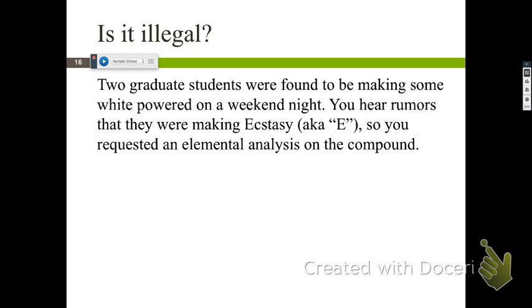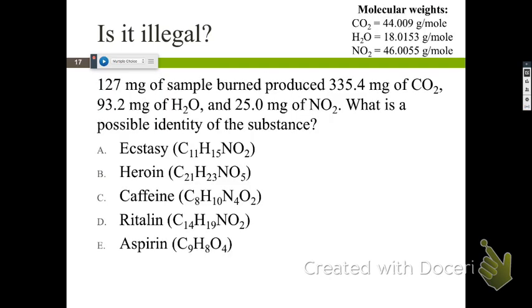2 graduate students were found to be making some white powders on a weekend night. You hear rumors they were making ecstasy, aka E. So you requested an elemental analysis of the compound.